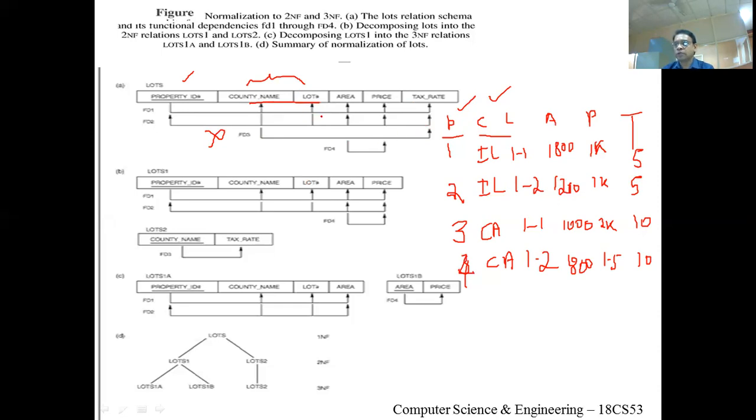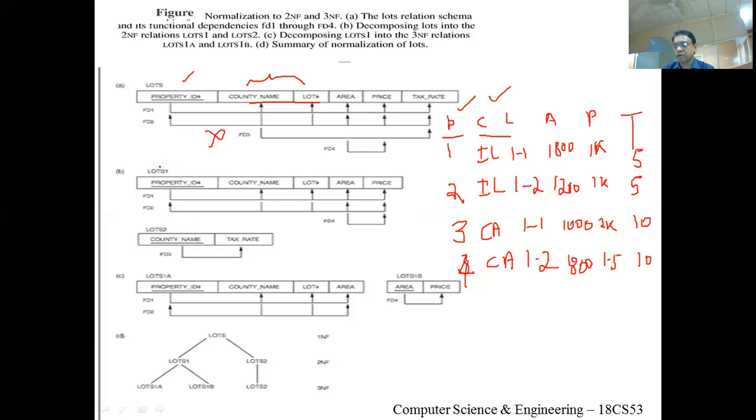So decompose the relation into two parts, one that violates the second normal form. Here we are not losing any functional dependency. FD3 is moved to this side, and FD1, FD2 and FD4 will be retained as they are. There is no loss of functional dependencies. Lots 1 and lots 2. This is the solution for second normal form.